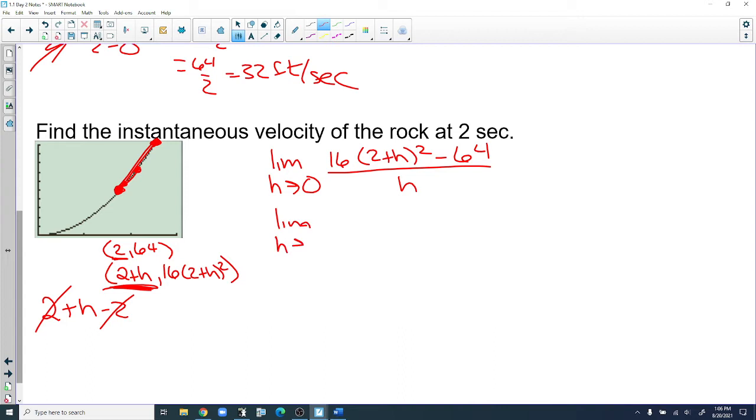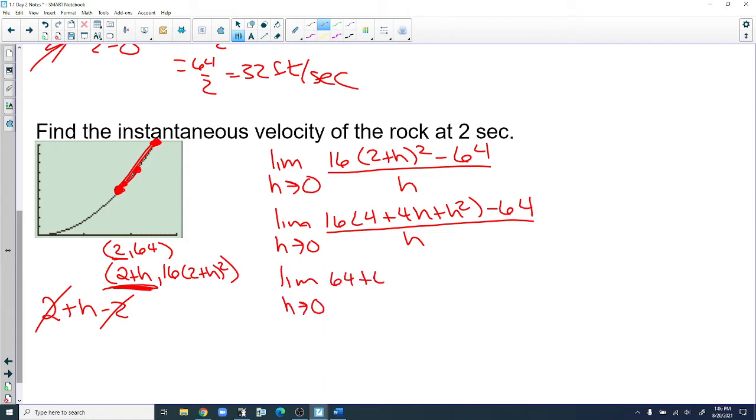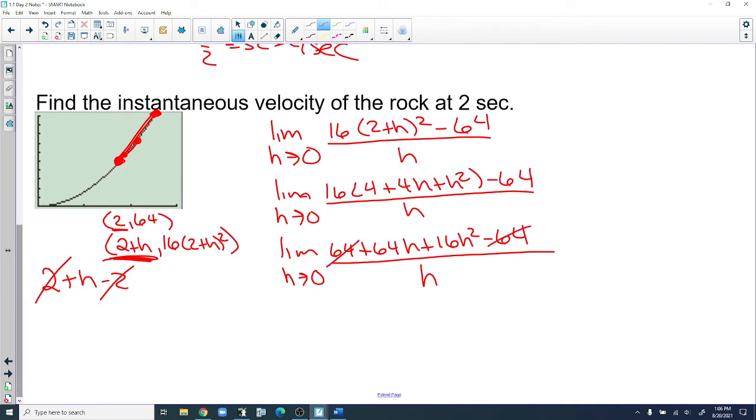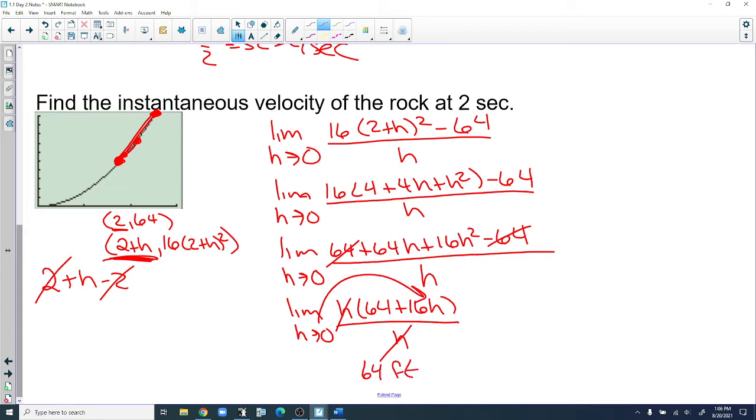We have the limit as h approaches 0 of 16 times 4 plus 4h plus h squared minus 64 over h. Limit as h approaches 0 of 64 plus 64h plus 16h squared minus 64, all over h. Now anything without an h better cancel, and it does. Now we can factor out an h on top. We get 64 plus 16h. Now that h cancels with the h in the denominator. We can finally plug 0 in, and we get 64 feet per second.